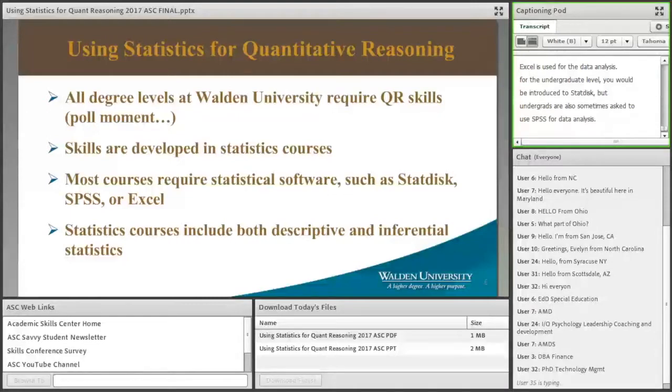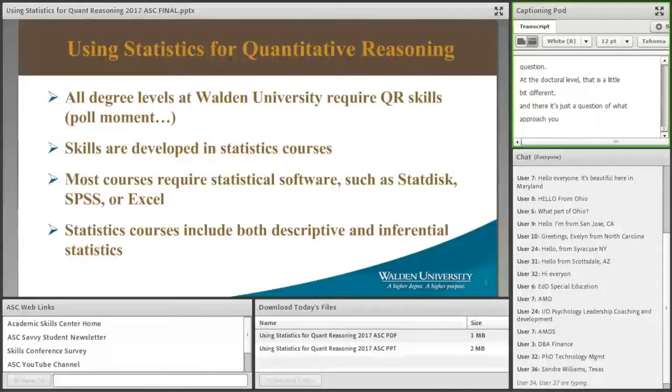Earlier, when I mentioned quantitative reasoning, I gave you the process. And as a Walden student, when you are introduced to statistics, you will, for the most part, be using secondary data sets. Those are data sets that are produced by somebody else that you are then using to articulate a different research question. At the doctoral level, that is a little bit different. There it's just a question of what approach you take. If you go and collect your own data, you would then produce a primary data set.